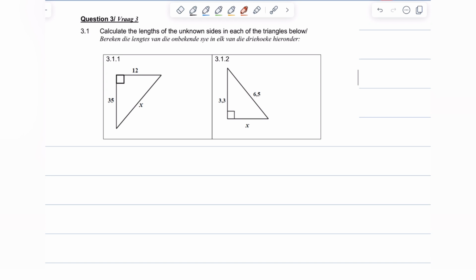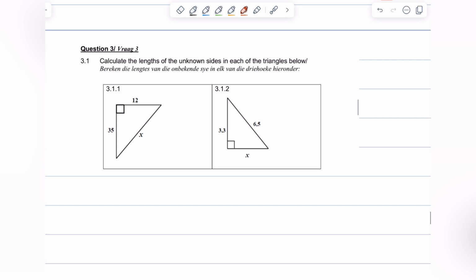November 2023 exam. We are just over halfway through this tutorial and we are now moving to question 3, and we are looking at calculating the lengths of the unknown sides in the following triangles. So calculate the lengths of the unknown sides in each of the triangles below. Bereken die lengtes van die onbekende sye in elk van die drie hoeke hieronder.